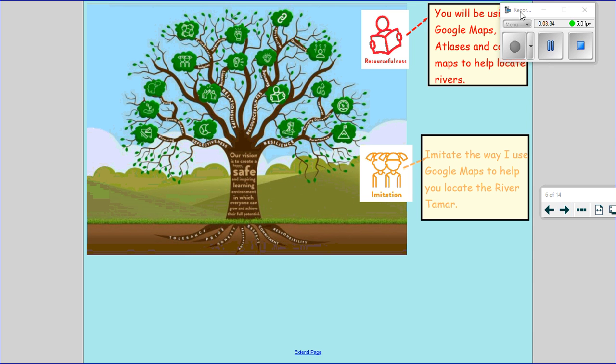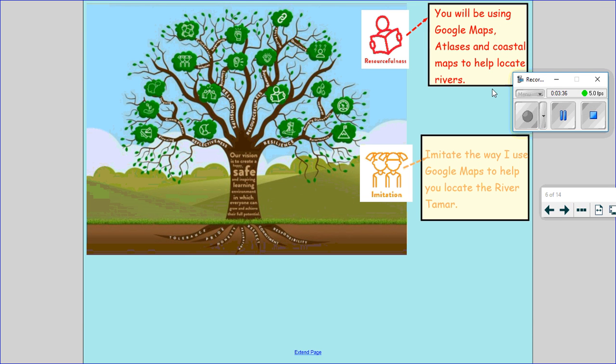Today's learning powers, we are focusing on resourcefulness because we're going to be using Google Maps to find our answer. And if you have an atlas or a coaster map at home, that might help you. But I think to be able to really zoom in, Google Maps is going to be the most useful resource today.